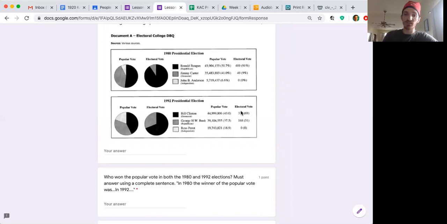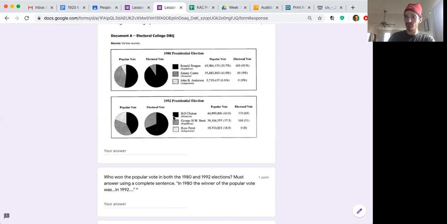Electoral College-wise, Bill Clinton received 370 Electoral College votes. George H.W. Bush received 168 Electoral College votes. And Ross Perot received 0. Just think about that. 19 million people voted for him, and he received 0 Electoral College votes. That means that Illinois, he didn't win Illinois. He didn't win any state, but 19 million people from a bunch of different states still voted for him, and he got 0 Electoral College votes.